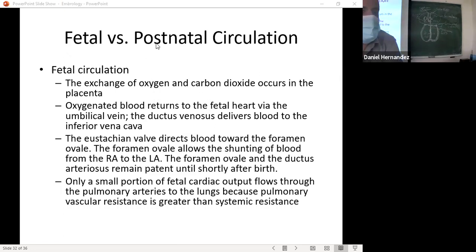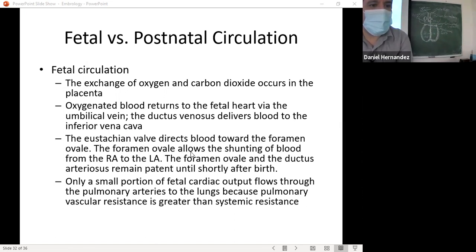So fetal and postnatal circulation. With fetal circulation, the exchange of oxygen and carbon dioxide occurs in the placenta. The oxygenated blood returns to the fetal heart via the umbilical vein. The ductus venosus delivers blood to the inferior vena cava. The eustachian valve directs blood flow towards the foramen ovale.